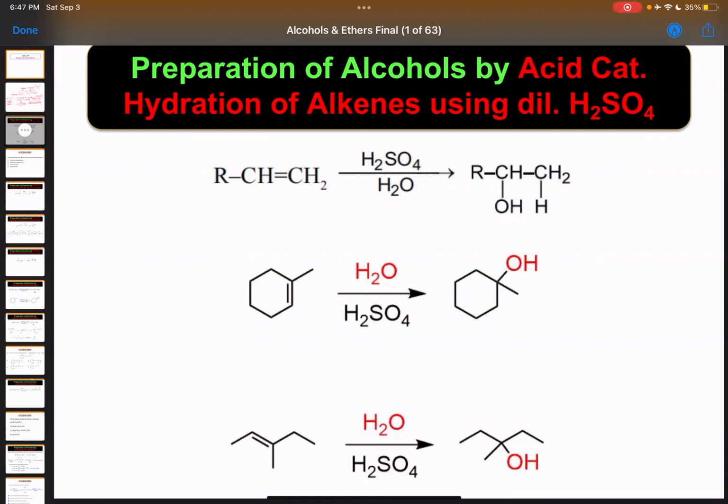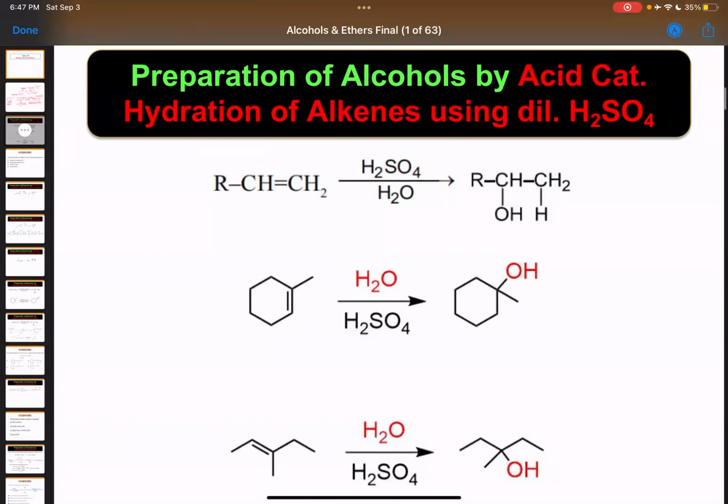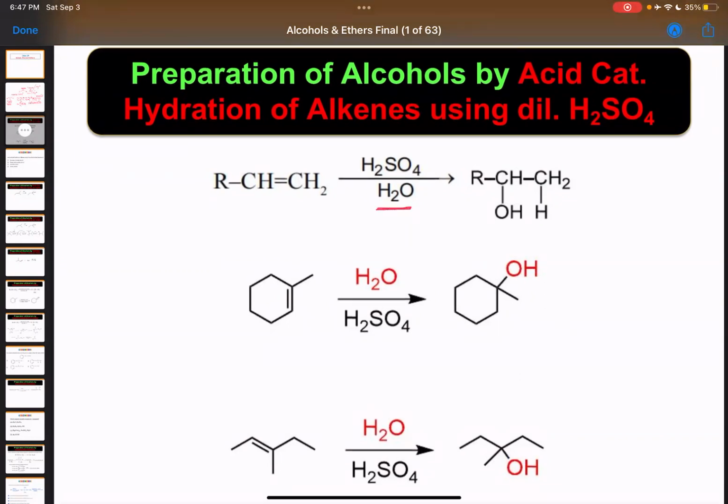Yeah, Vamsi. Amuna, what is this method? This method is acid catalyzed hydration of alkenes. Okay. So with alkenes, you add water to them. That's why it is known as hydration. Hydration means what? Addition of water is known as hydration.